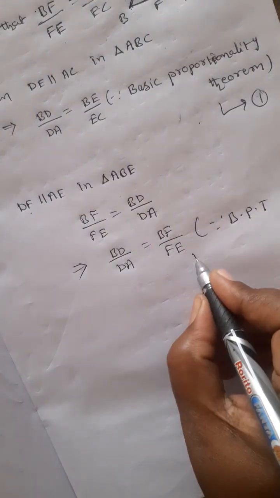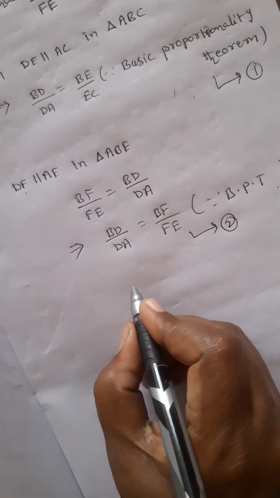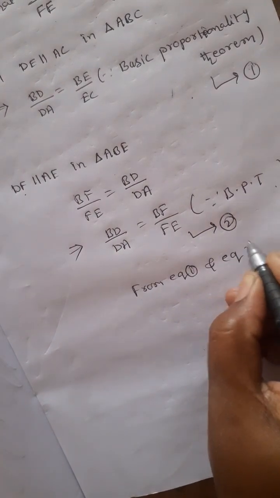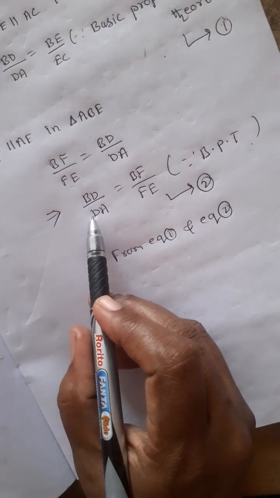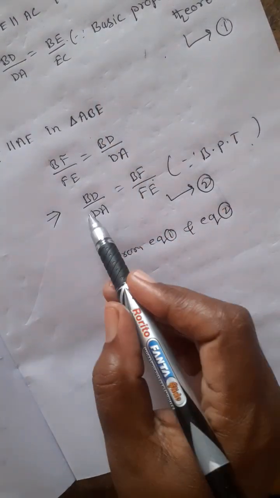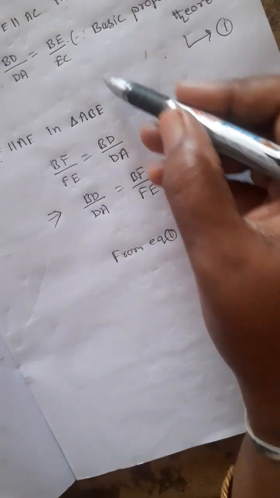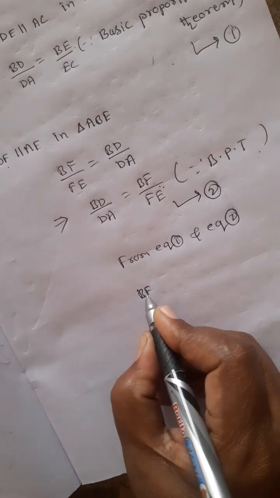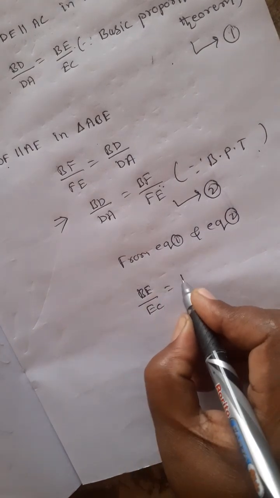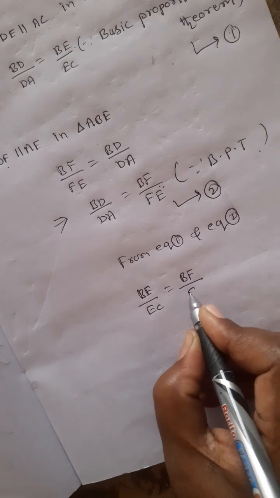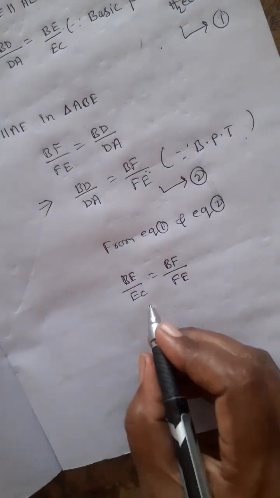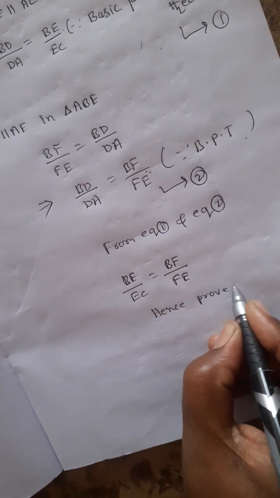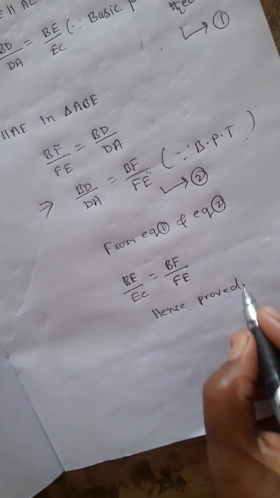So now take this equation 2. From equation 1 and equation 2, we can write RHS are equal. Why? LHS are equal, so that's why RHS are equal in equation 1 and 2. So BE by EC is equal to BF by FE. So this only we have to prove. Hence proved. A short question will be given for 2 marks.